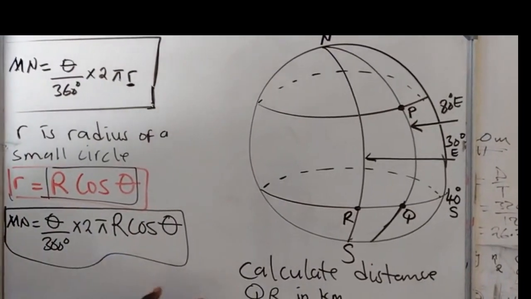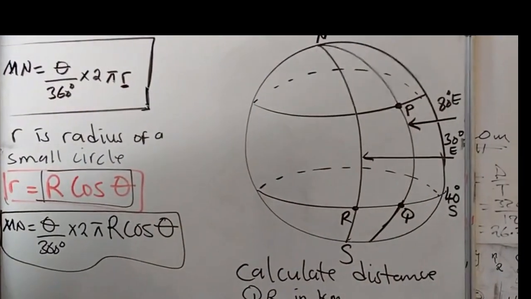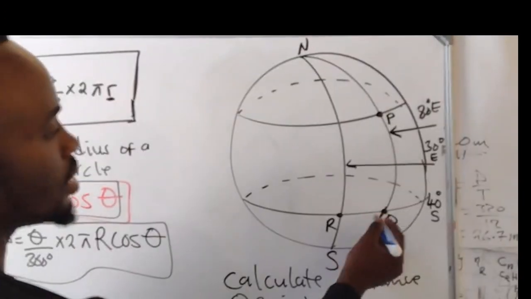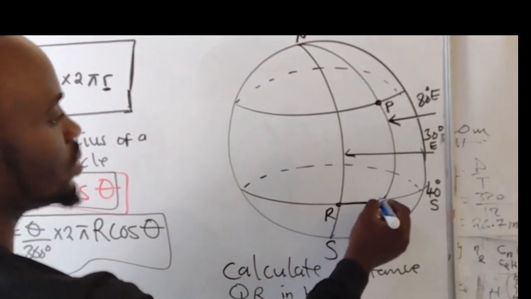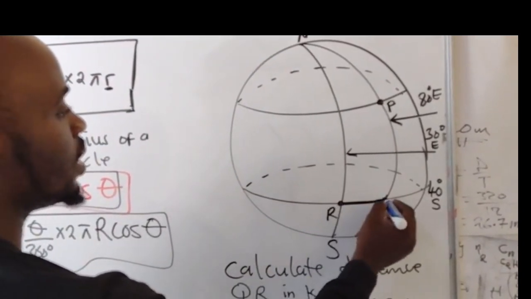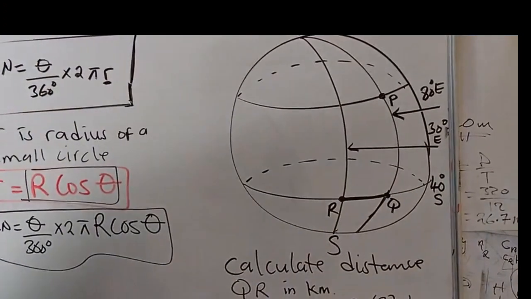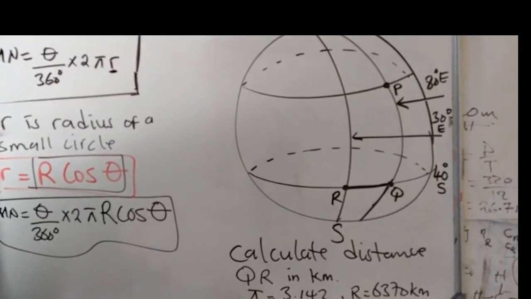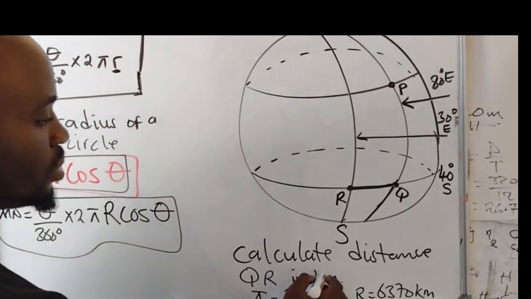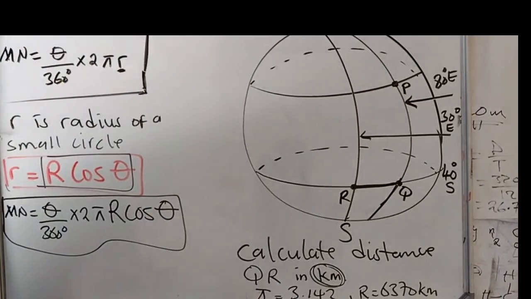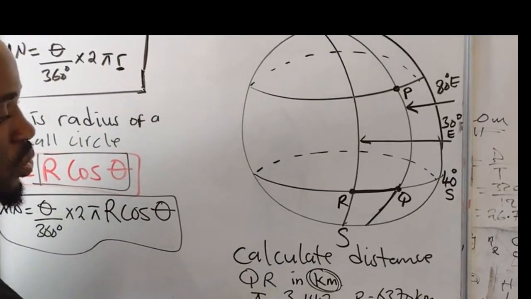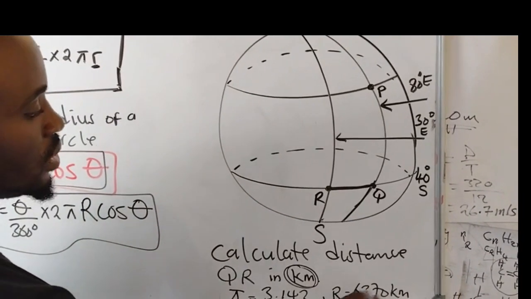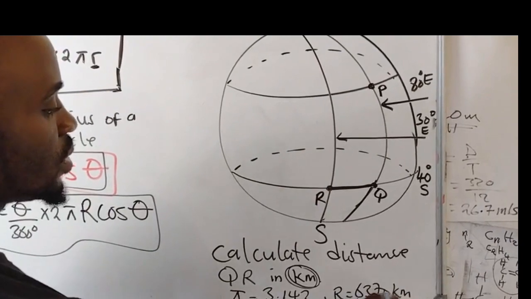So now let's look at an example. Calculate the distance QR, from here to here. As you can see, Q and R are lying on the same latitude. How can we find the distance? They are saying this distance should be calculated in kilometers. Take pi to be 3.142. The radius of the earth should be 6370 in kilometers.